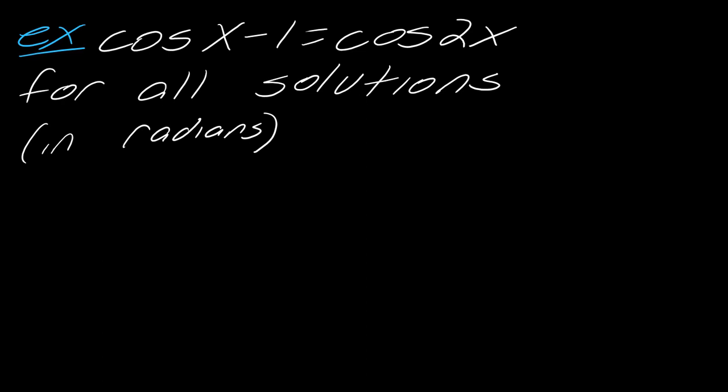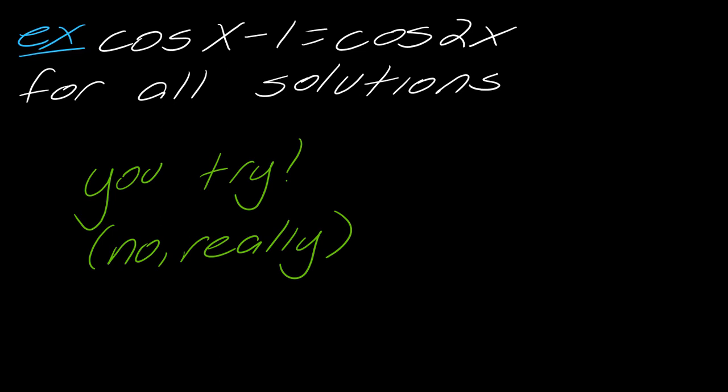Okay, so next I've got cosine of x minus 1 equals cosine of 2x, and I think you should try this one. I think you have enough in your bag of tricks to figure this one out on your own. You'll get more out of this if you try it on your own, so pause here, hit play when you think you've got it.